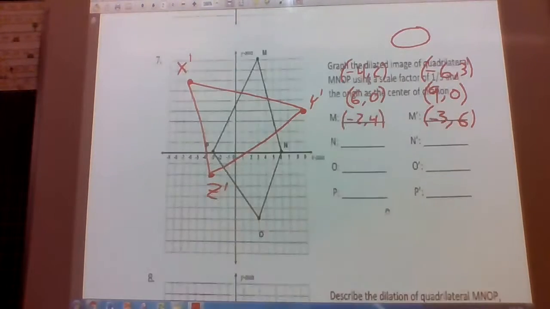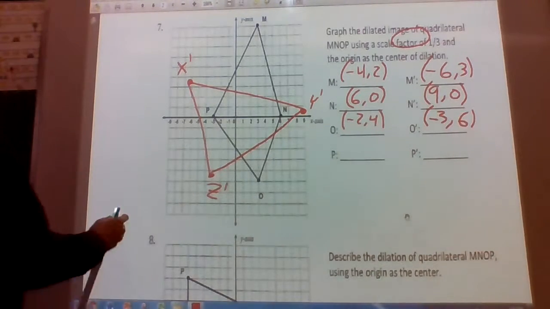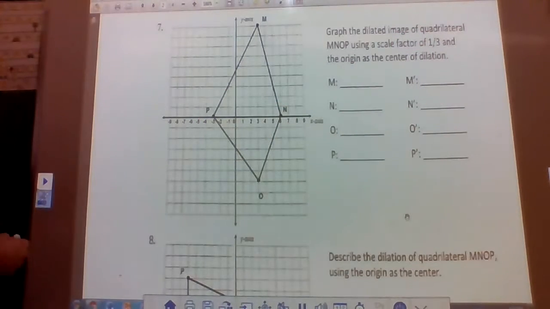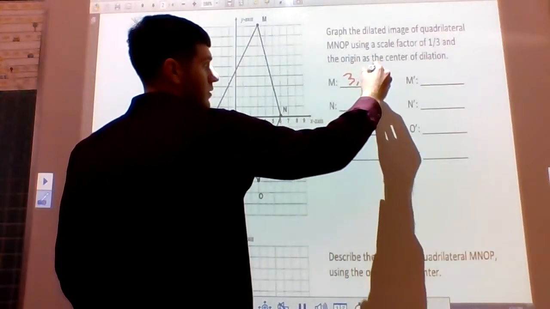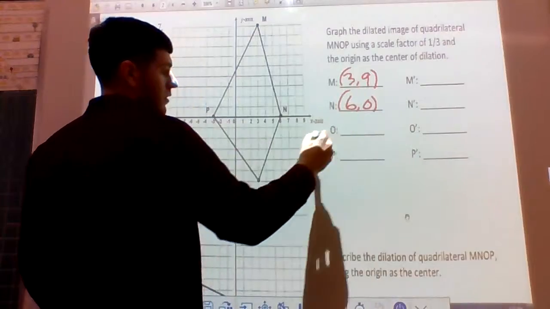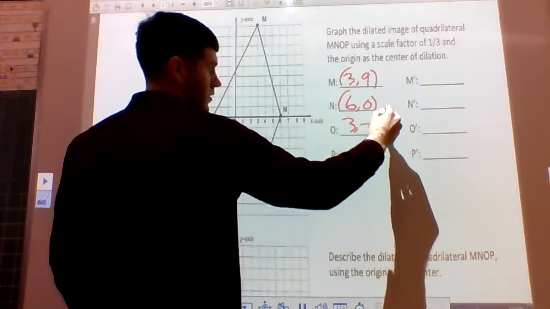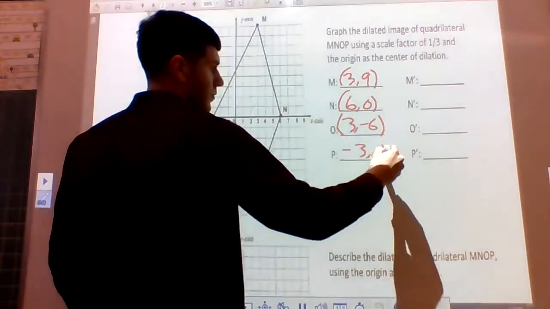Number 7 here is going to be a contraction. It has a scale factor of 1/3. So we're going to do the same thing. We're going to name our points. So M is 3, 9. N is 6, 0. O is 3, negative 6. And P is negative 3, 0.